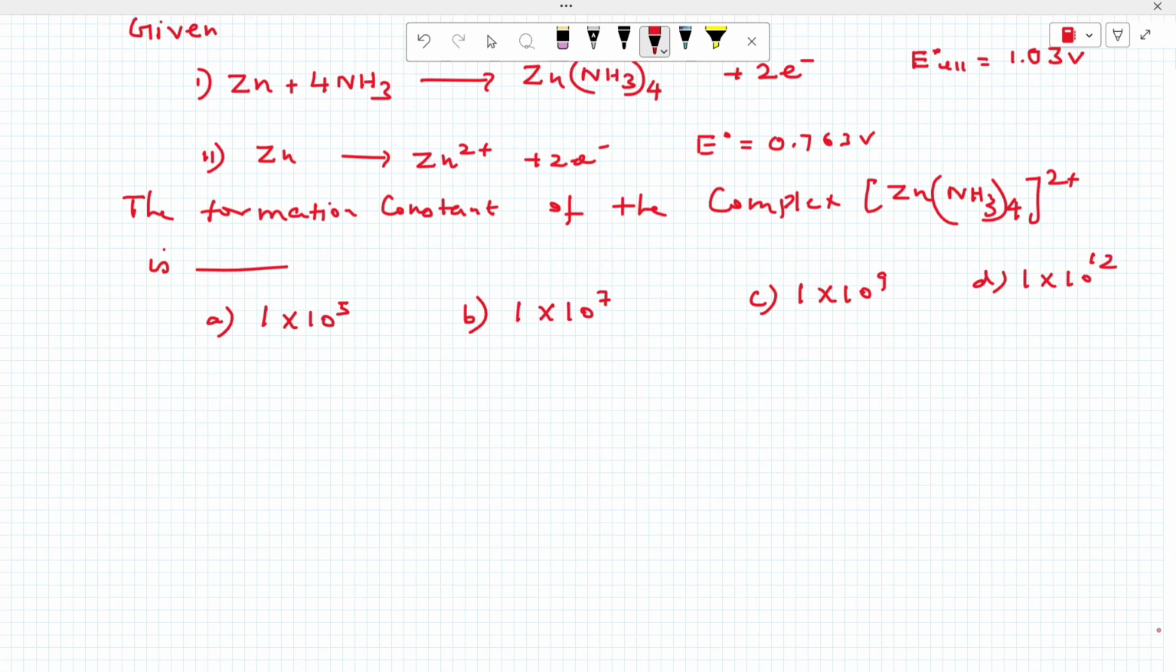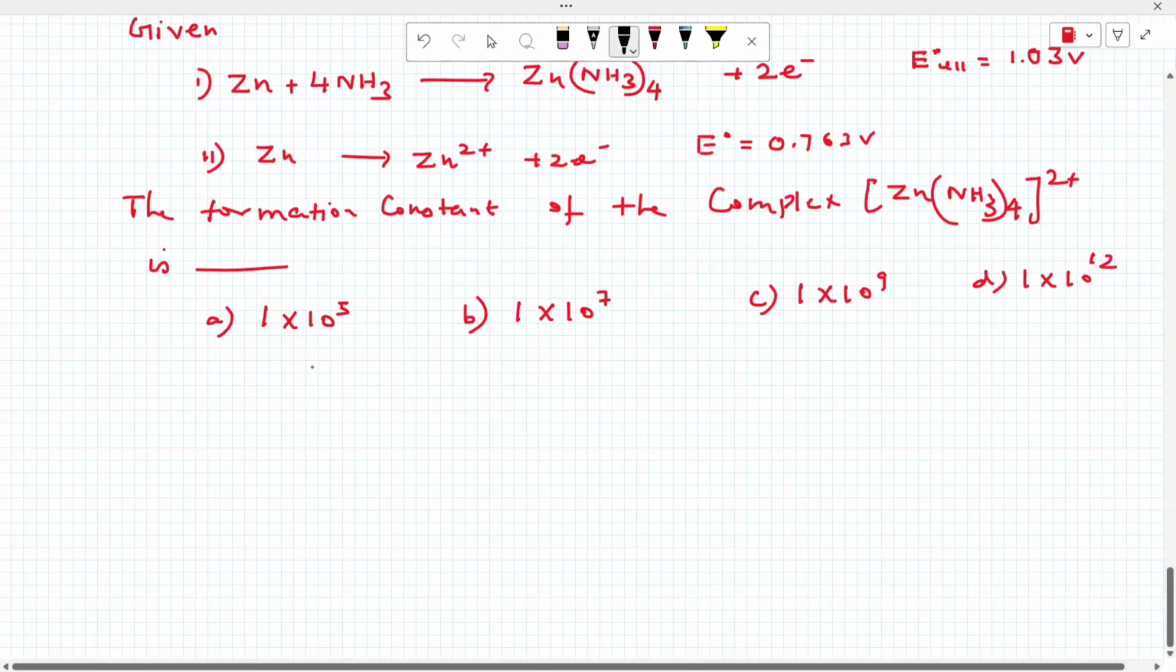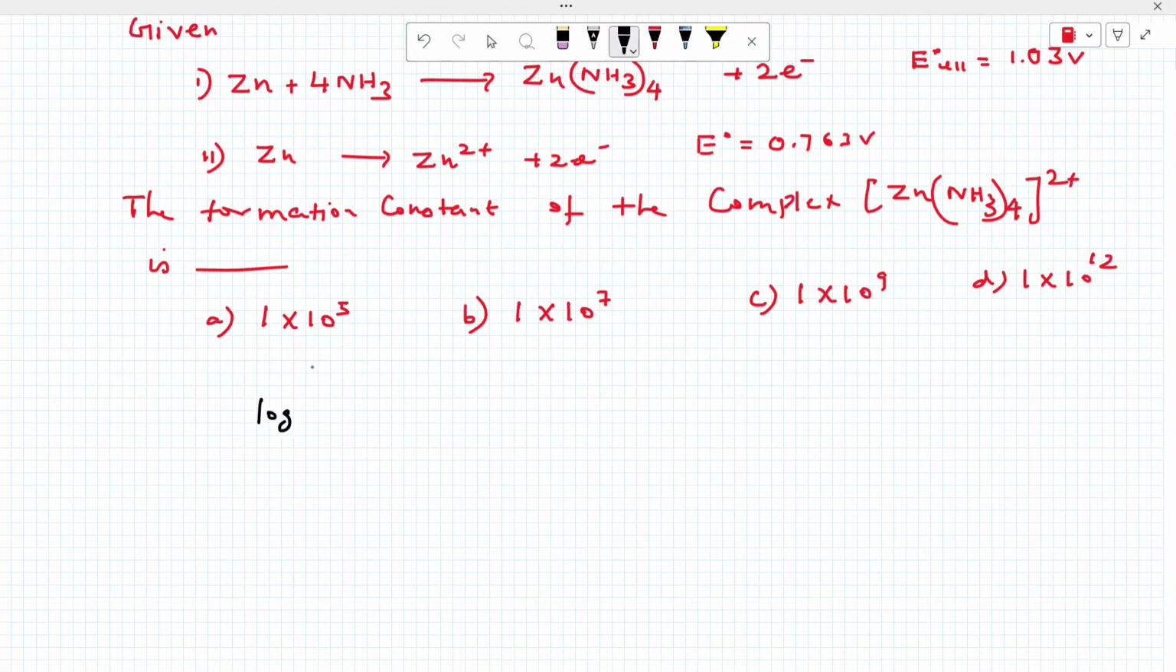Anyone? What is the formula? It is the same equilibrium formula. Therefore, log K formation is equal to E naught cell into n by 0.059. What is the n value, students? Simple. The n value is 2 electrons. Good.